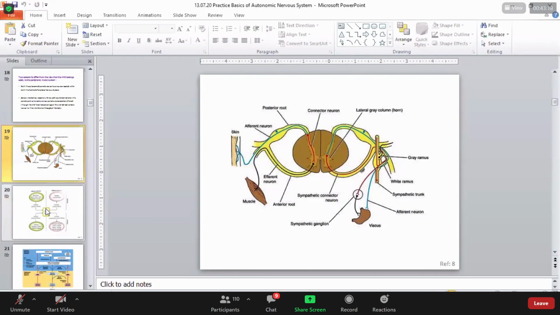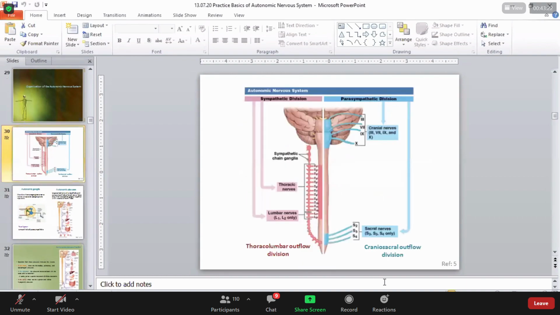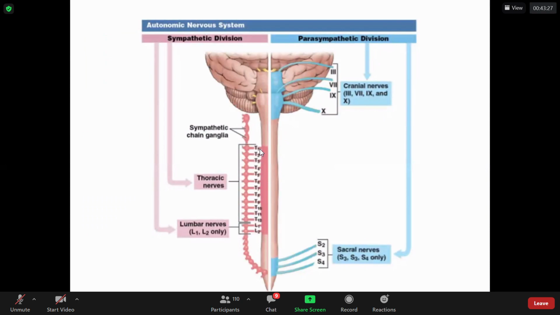I can show it to you in a very easy manner. This is what I want to tell you. You see, this is the outflow of the sympathetic system from thoracic 1 to lumbar 2. And there are lateral horns from where the sympathetic outflow occurs. But in case of parasympathetic, you can see this is coming from cranial nerves 3, 7, 9, 10, and also from sacral 2, 3, 4.